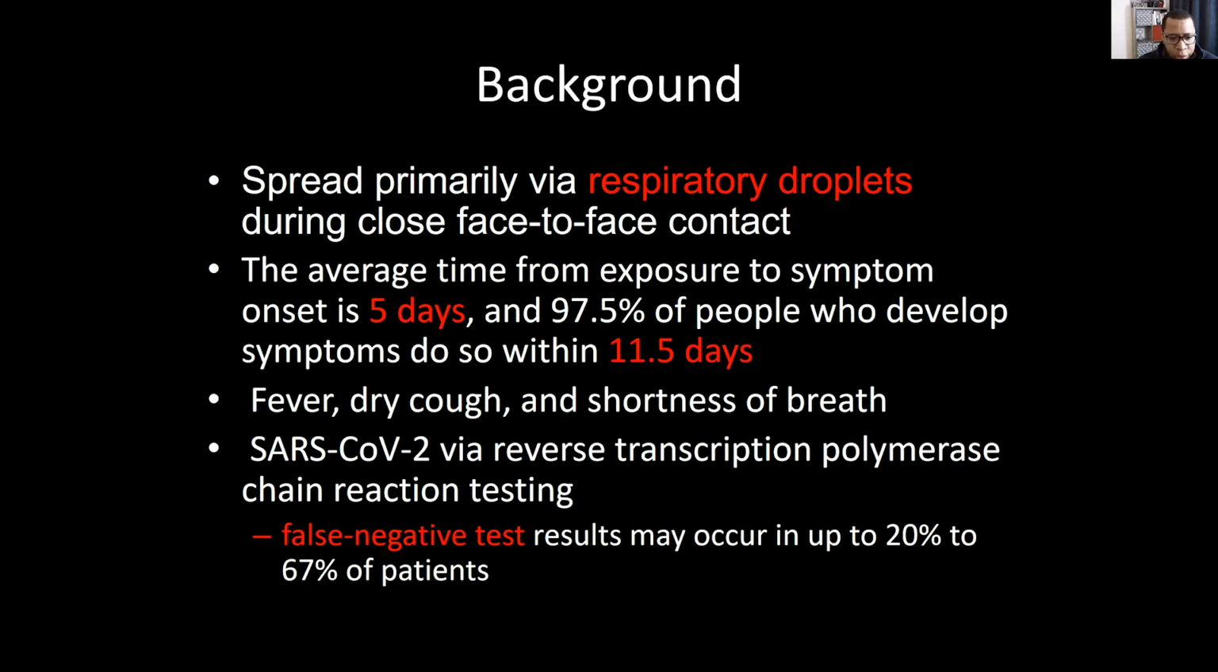We know the SARS-CoV-2 virus is diagnosed via reverse transcription polymerase chain reaction testing. And throughout the pandemic, false negative results have been reported in 20% to up to 67% of patients based on technique. And we know this was the case more early on in the pandemic when tests were earlier in their development phases.